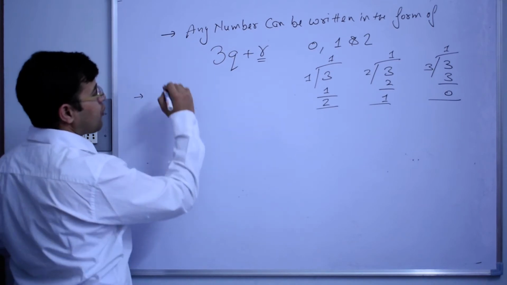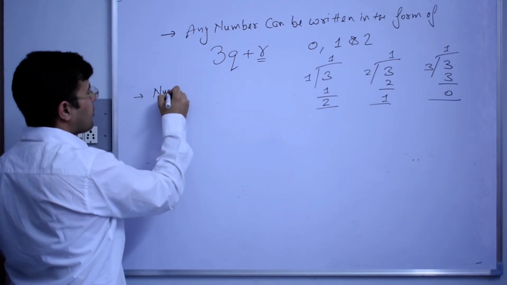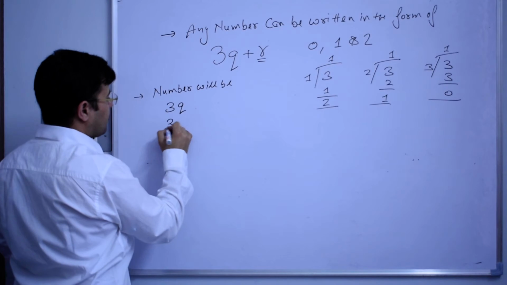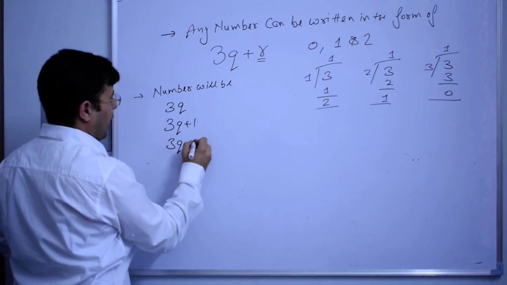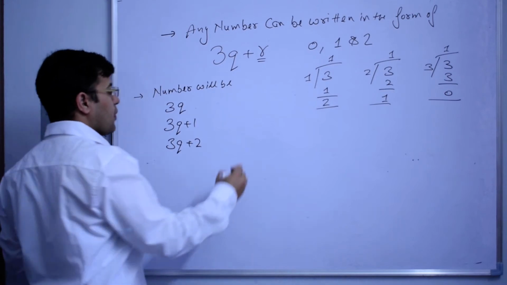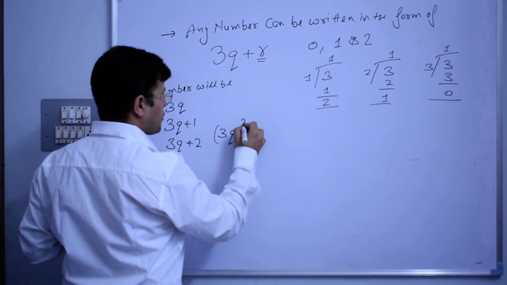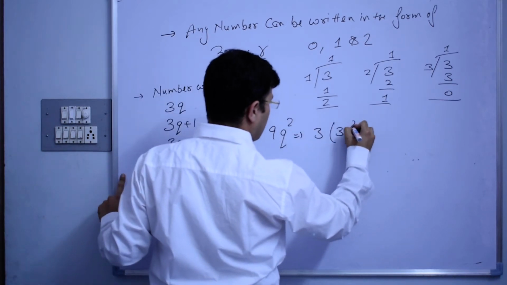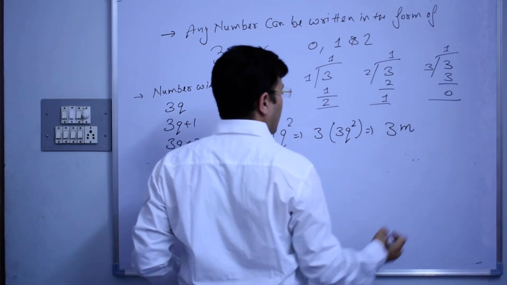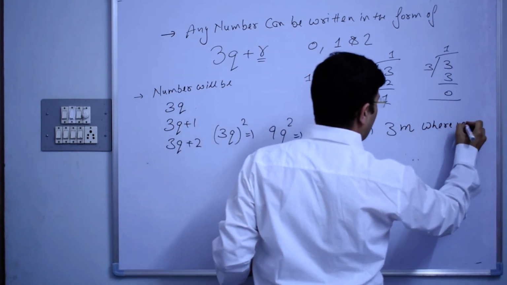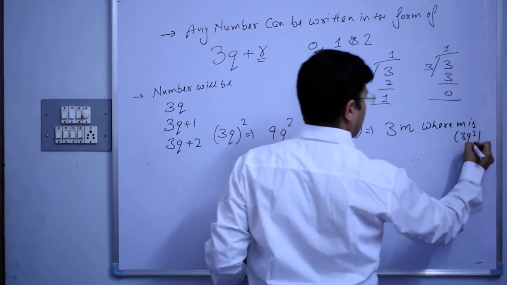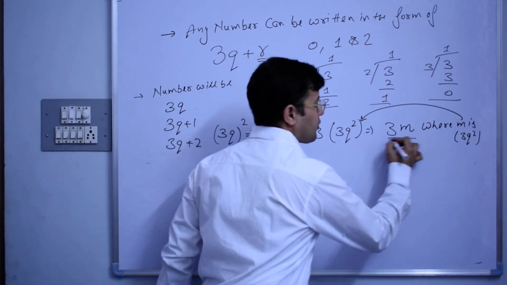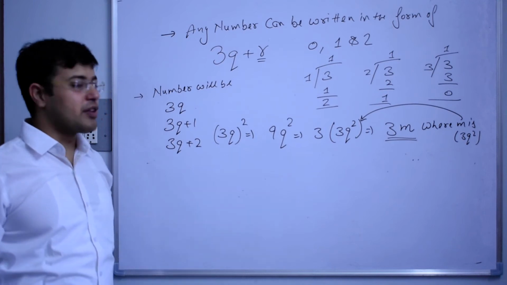So we'll write, since the square was required, the numbers can be written as 3q, 3q plus 1 and 3q plus 2. Now let's square them. 3q square will be 9q square. I'll take 3 common from here, 3q square. This can be written as 3m, where m is 3q square. Whatever this value is, you take it as m, so that the answer they required is 3m. So I have proved that this is 3m.